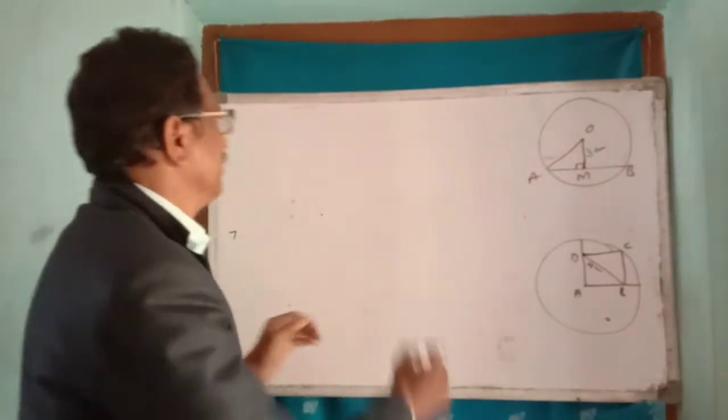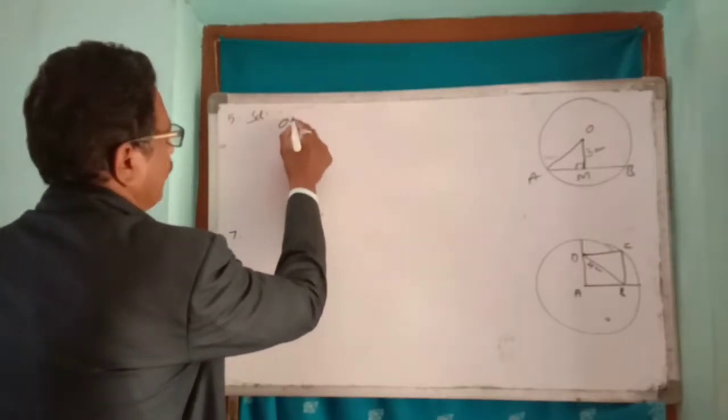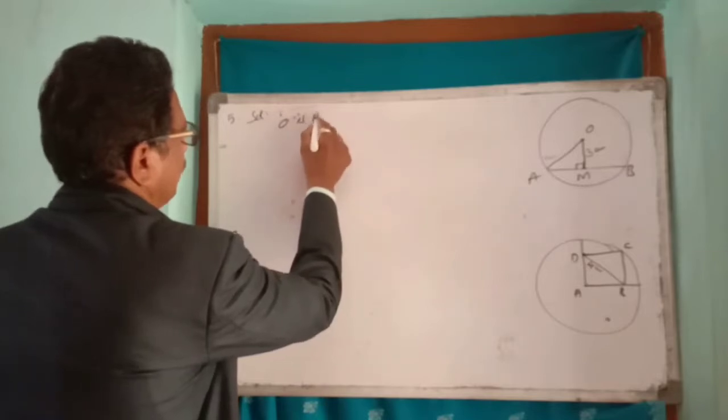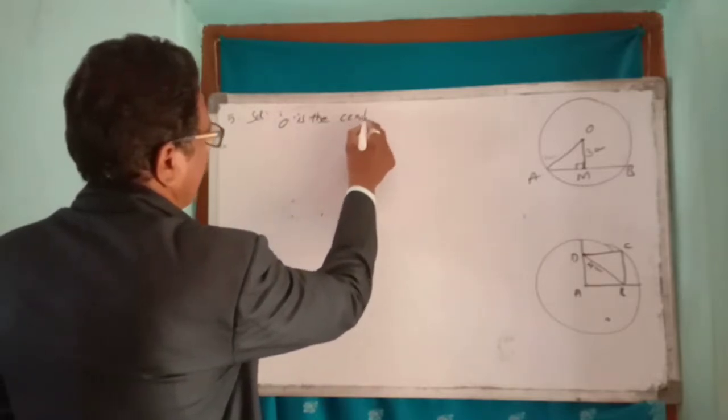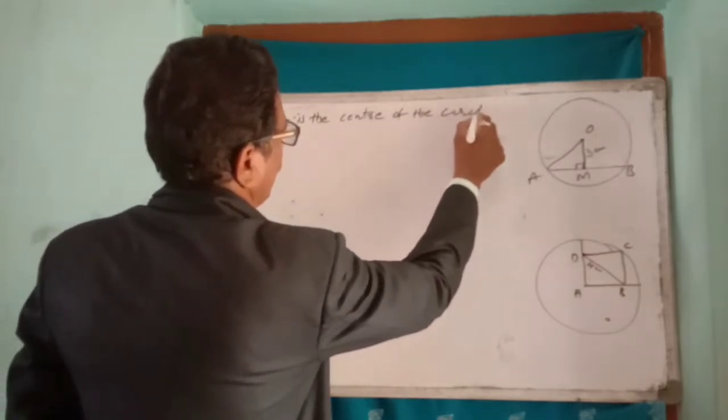So, here what is given? Here OM. O is the center of the circle.